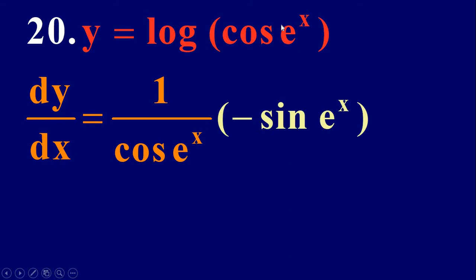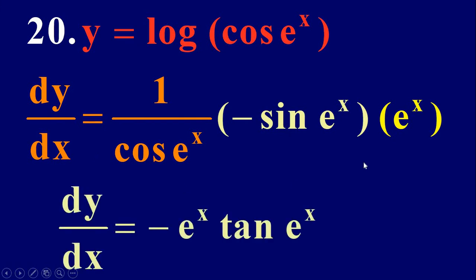Again here it is not x. In place of x we have e power x. E power x differentiation is e power x only. So therefore it is minus sin e power x, and again e power x differentiation is e power x. Now here we have sin e power x divided by cos e power x. Sin by cos is tan e power x, and this e power x as it is. So answer is dy by dx is minus tan e power x into e power x, or it is minus e power x into tan e power x.